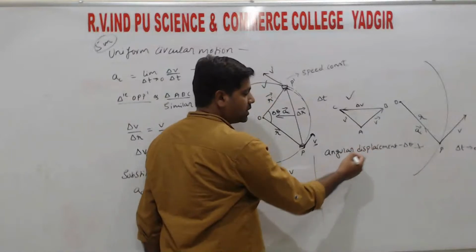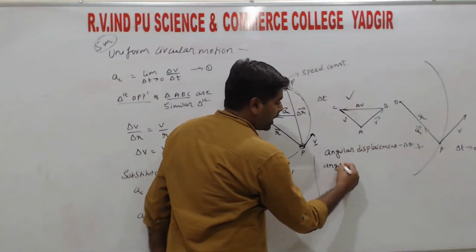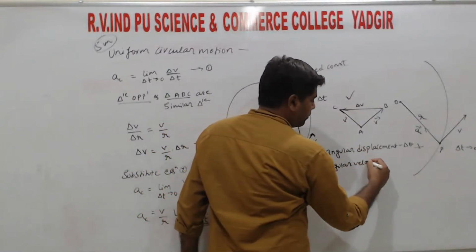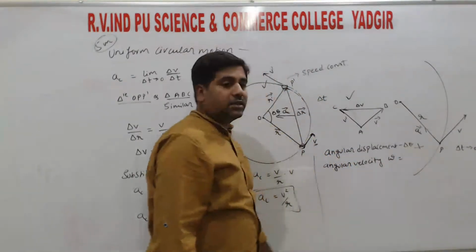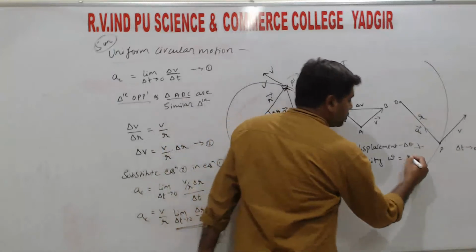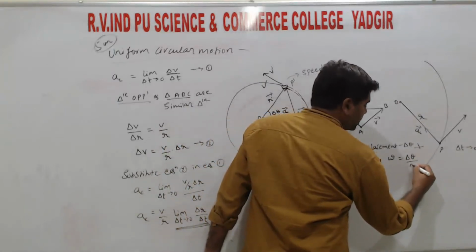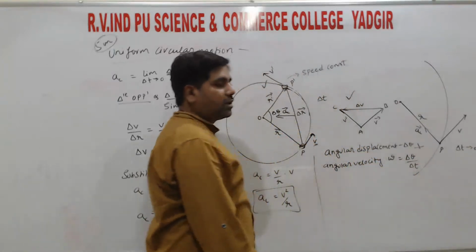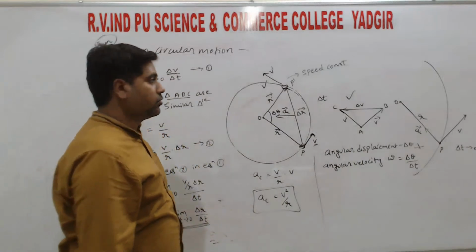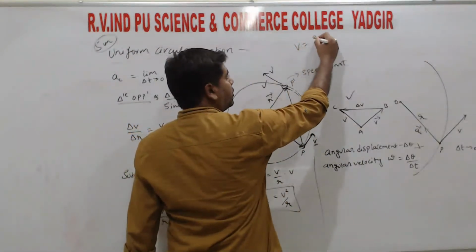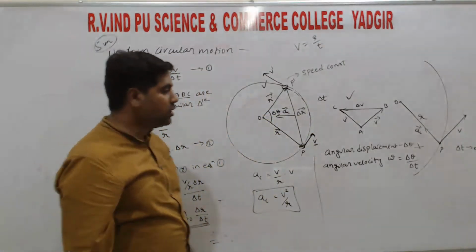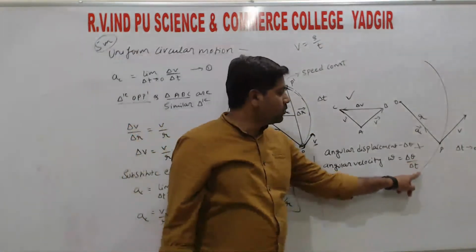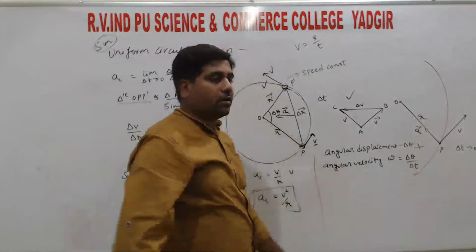Since we have angular displacement, similarly we have angular velocity. Angular velocity is denoted by omega. It is defined as the angular displacement to the time taken. So angular displacement is delta theta, divided by delta t. Normal velocity v is equal to s by t, right? That is displacement by time taken. So angular velocity is angular displacement by the time taken, right?